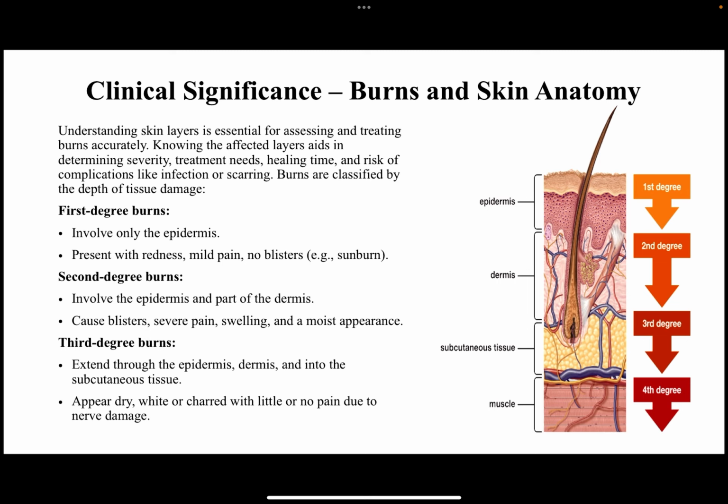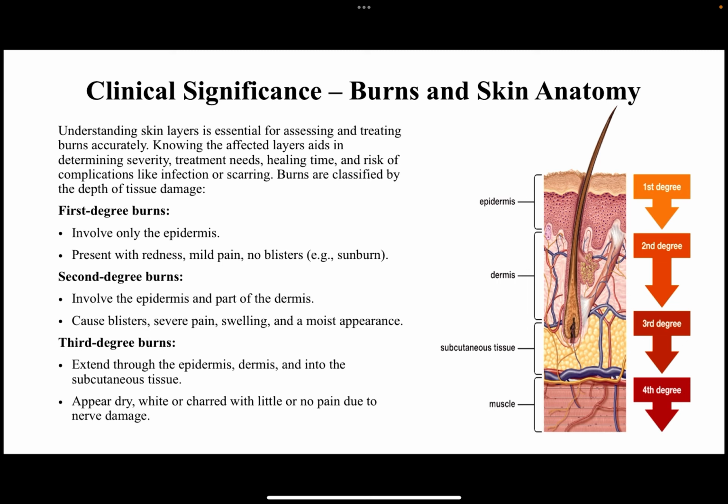So a second degree burn involves the epidermis and also part of the dermis. Okay, then we have third degree burns. Third degree burns extend through the epidermis, the dermis, and also into the subcutaneous tissue. So if someone is having a third degree burn, it will affect the epidermis, the dermis, and the subcutaneous tissue.